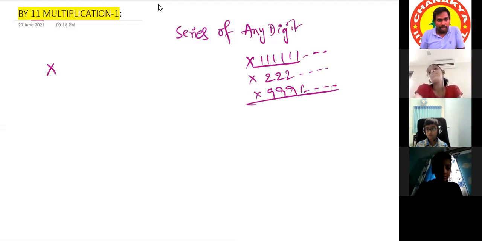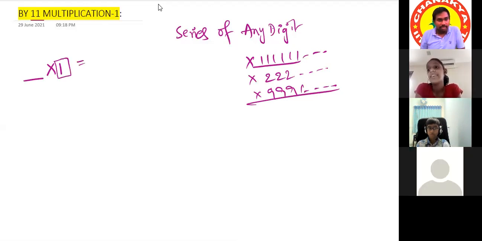Here I think we don't need to mention multiplication by 1, right? Any number multiplied by 1 will be the number itself. If it is x into 1, it will be x only. No need to mention this multiplication by 1. We'll start with 2 ones.